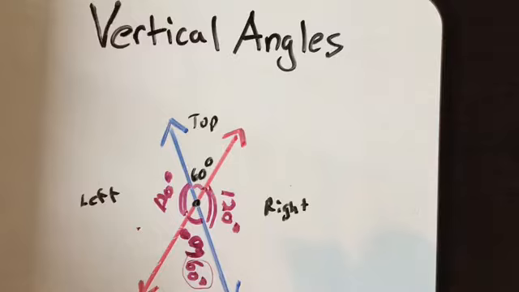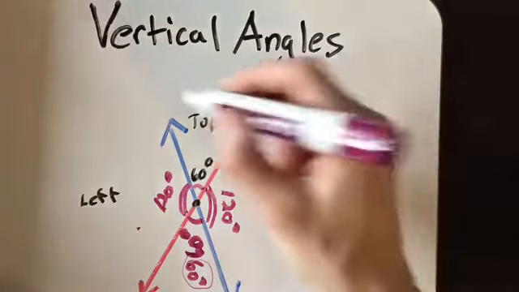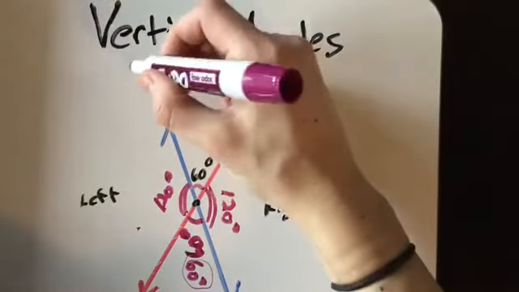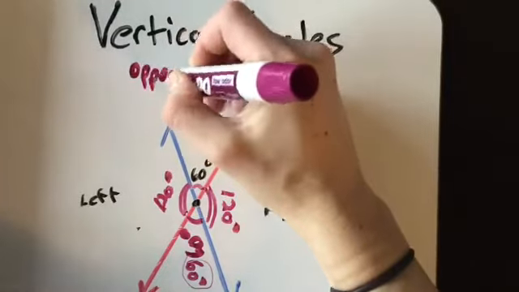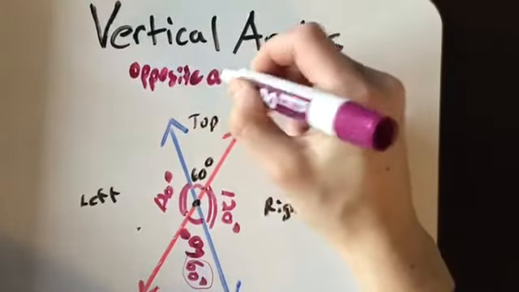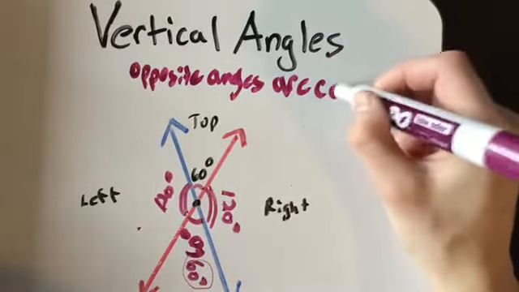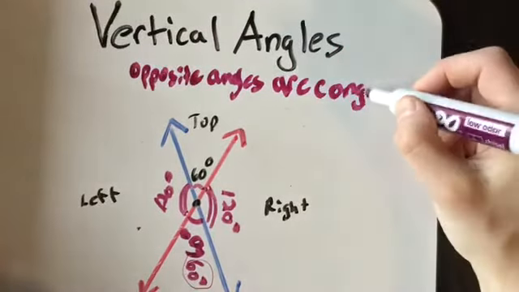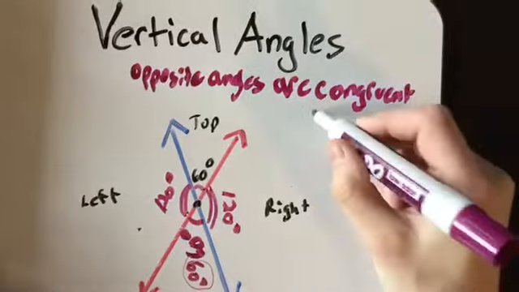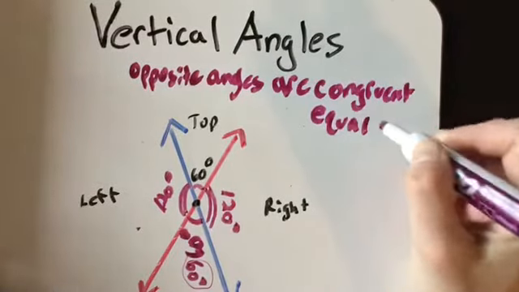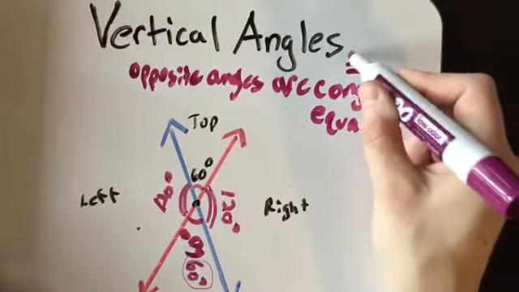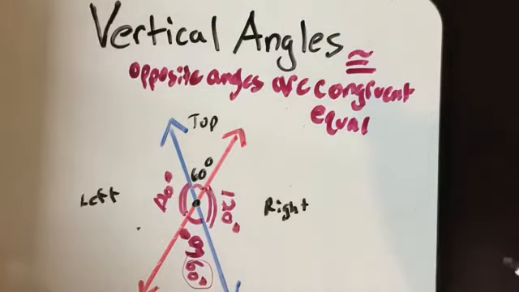So our definition of vertical angles is that opposite angles are congruent, right? Or equal, or we could use our little congruent symbol, okay?